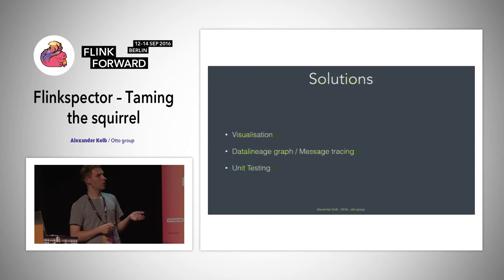So the next thing was we want a data lineage graph for some data. We want to see how the event propagated through our pipeline and how it was transformed and what is the result of it, and then also backtracking, where you have the result and you see the lineage throughout your pipeline. This could be achieved with message tracing like Zipkin or so.